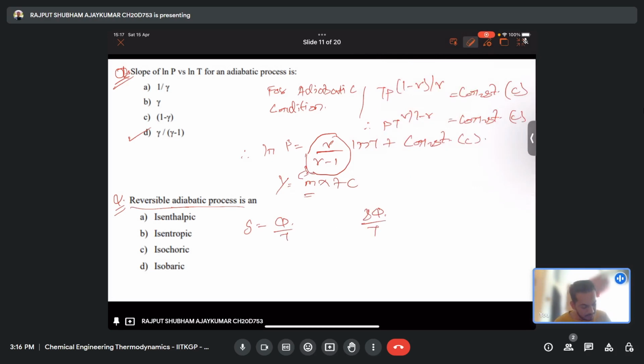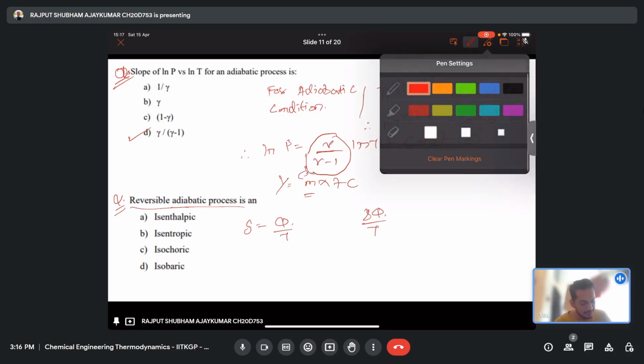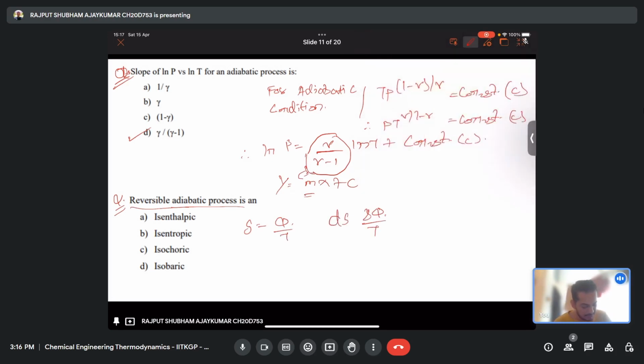The entropy of the universe continuously goes on increasing, but for a reversible adiabatic process, the entropy is constant, that is the isentropic process. So the correct answer is B.